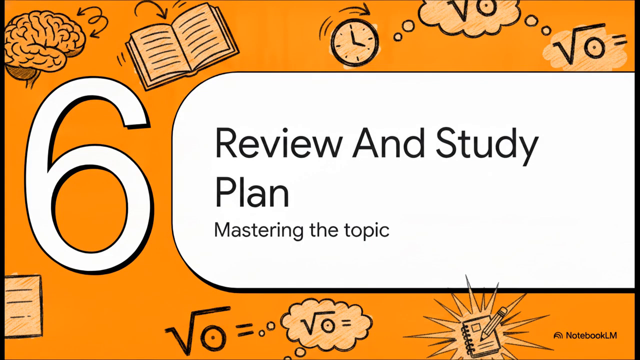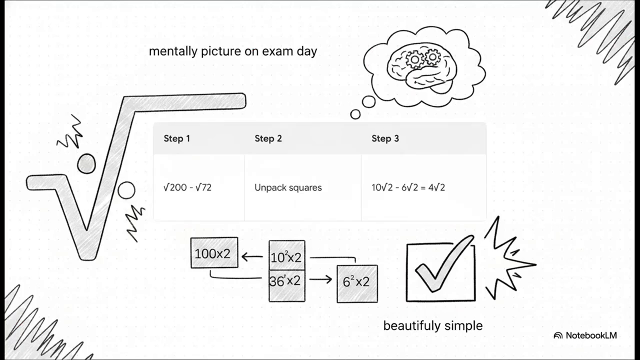Section 6. Review and Study Plan. Here is our entire lesson's journey consolidated into a neat, easily memorable table that I want you to mentally picture on exam day. Step 1. Identify the question, root 200 minus root 72. Step 2. Unpack the squares. We broke them down into root 100 times 2 and root 36 times 2. Step 3. Subtract the simplified forms. 10 root 2 minus 6 root 2 leaves us with a final answer of 4 root 2. It's just a beautifully simple 3-step process.